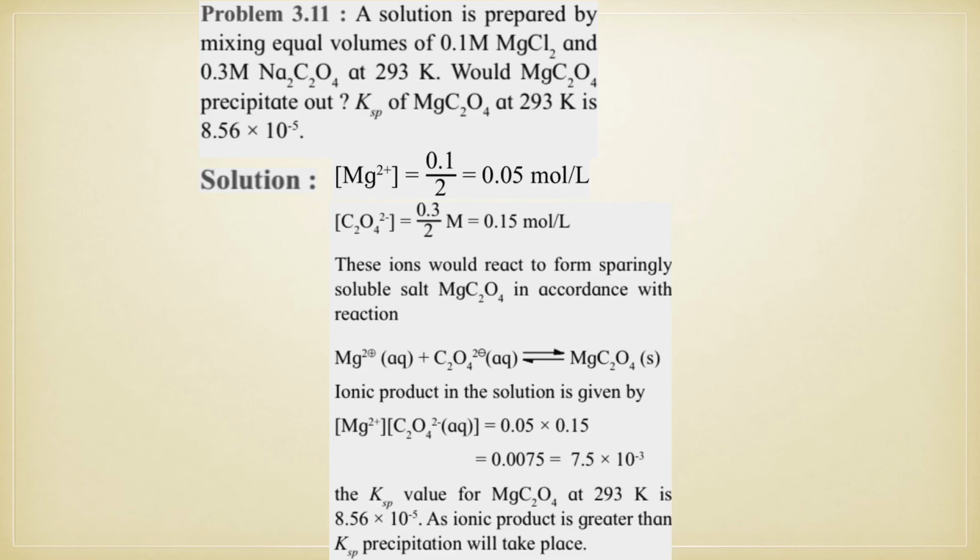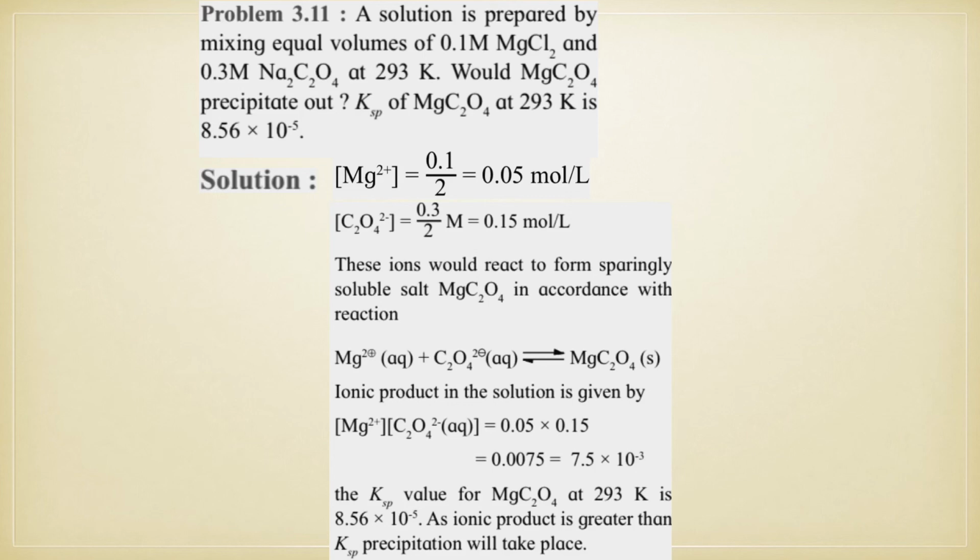So first we'll begin with 0.1 molar, which is given. What is 0.1 molar? The concentration of magnesium chloride is given. Now what is mentioned over here? Equal volumes. Whenever it is mixing equal volumes of both, we have to divide the concentration by 2. Sometimes volume will be given, and then we have to use the formula M1V1 equal to M2V2 and find out the concentration.